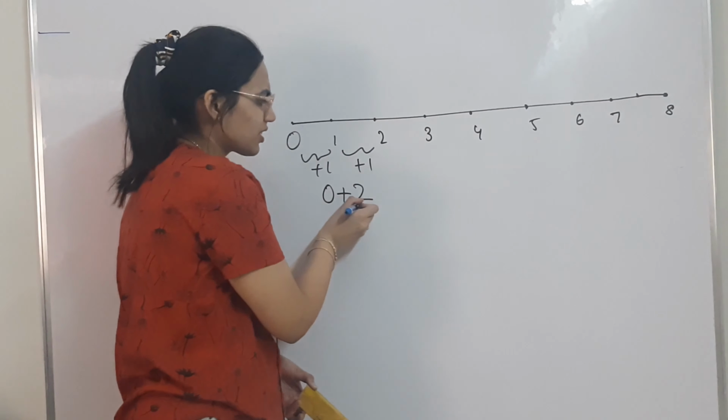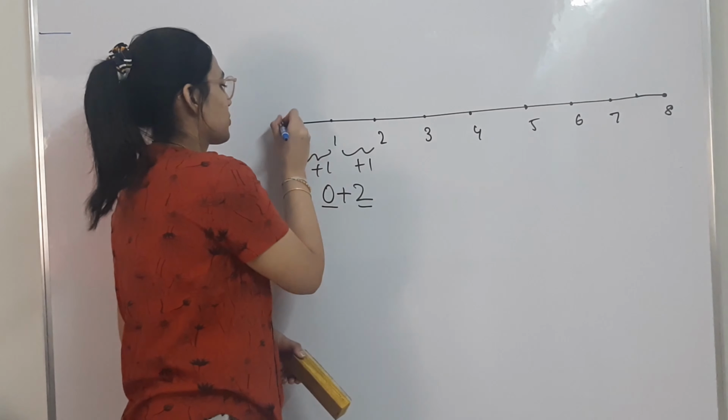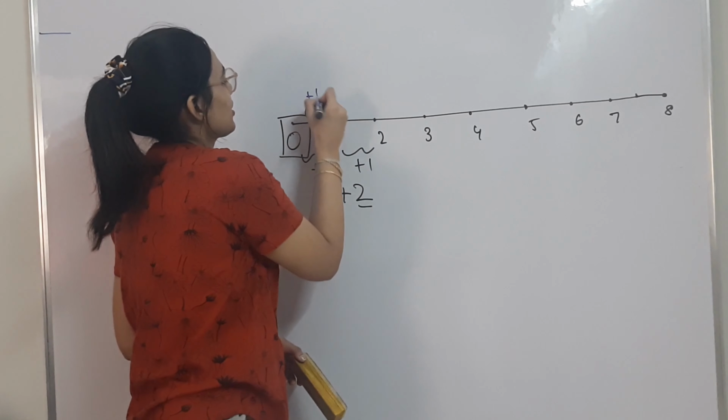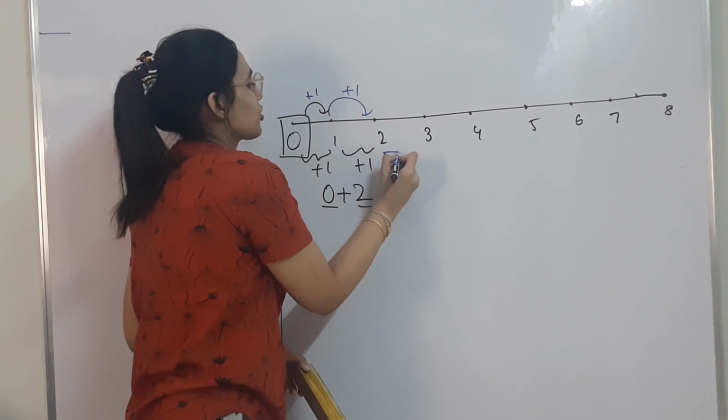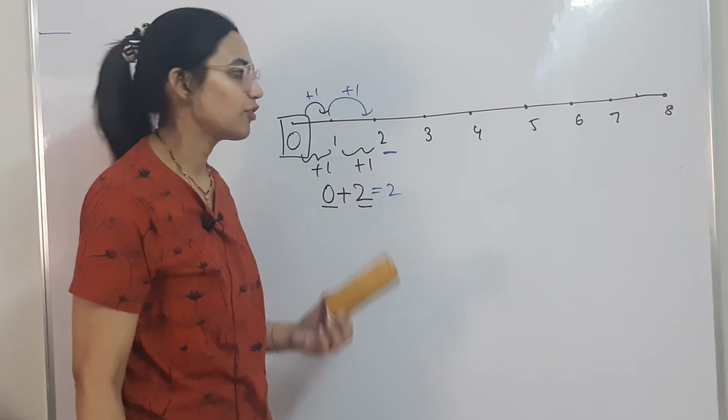So, how do I add 0 and 2? That means here 2 is nothing but just 2 units from 0. So, take the smallest number here and then add to it, that is 1 and 2. So you'll get the answer 2 here. That is how you add.